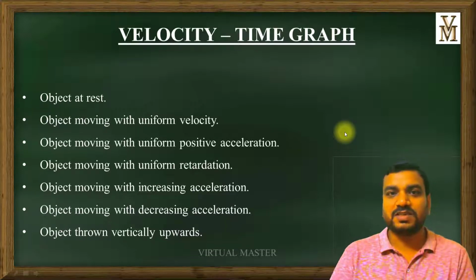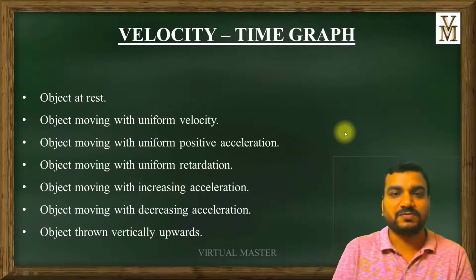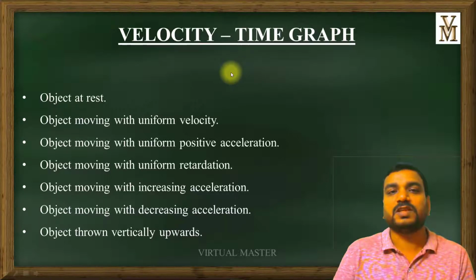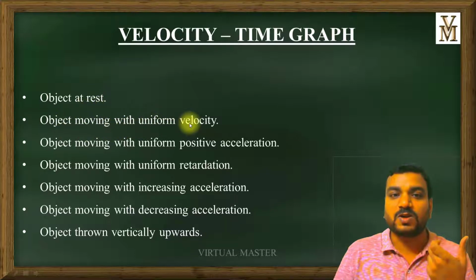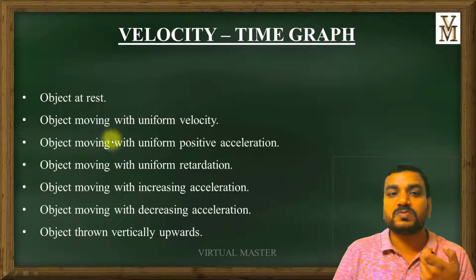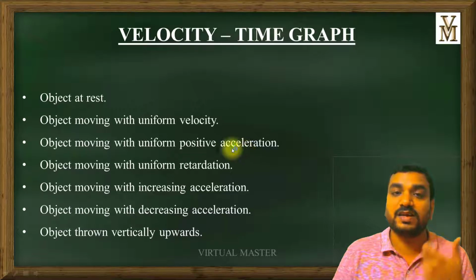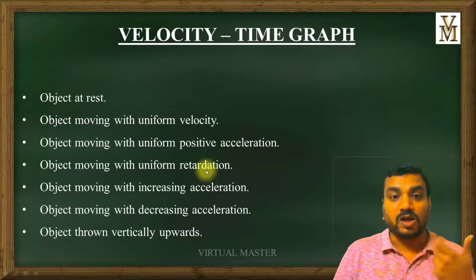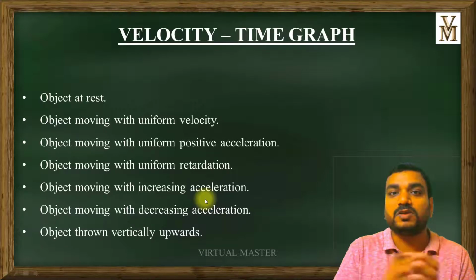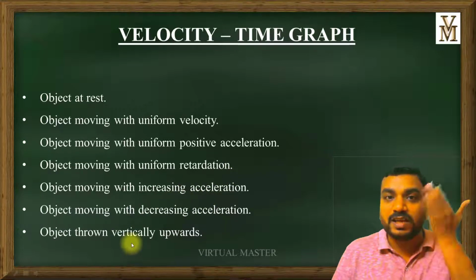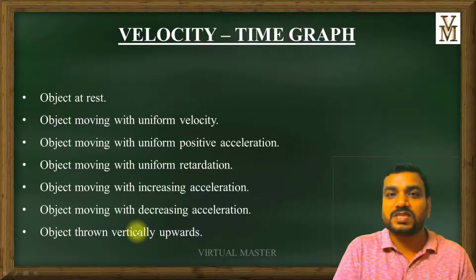In the previous session we have studied position time graph. In this session we are going to study the velocity time graph of the object when the object is at rest and when the object is moving with uniform velocity, and we are also going to study the velocity time graph when the object is moving with uniform positive acceleration and uniform retardation. Also when the object is moving with increasing acceleration and decreasing acceleration. Also we are going to study the velocity time graph when the object is thrown vertically upwards. Okay, watch this video till the end.